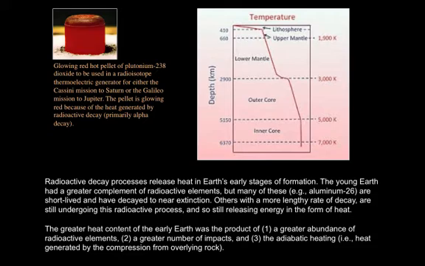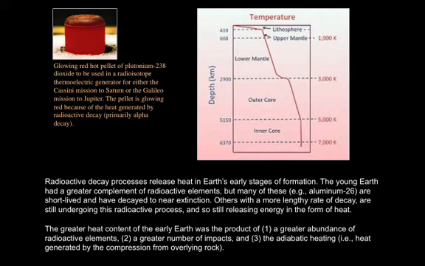Others, with a more lengthy rate of decay, are still undergoing this radioactive process, and so still releasing energy in the form of heat. The greater heat content of the early Earth was a product of 1. A greater abundance of radioactive elements, 2. A greater number of impacts, and 3. The adiabatic heating, that is, heat generated by the compression from overlying rock.